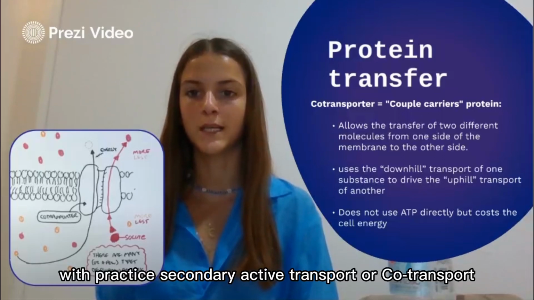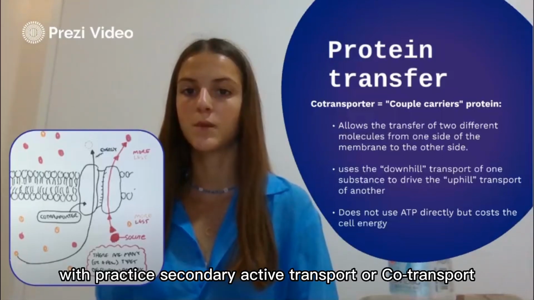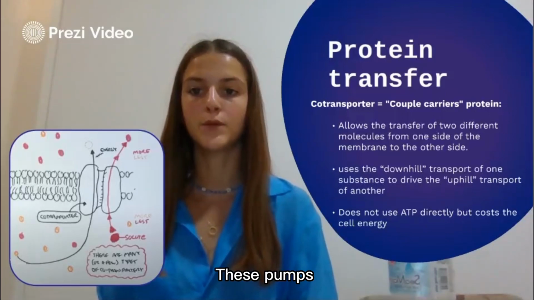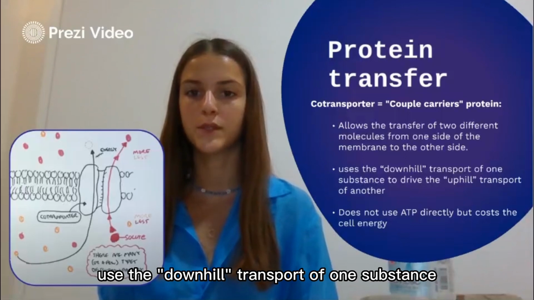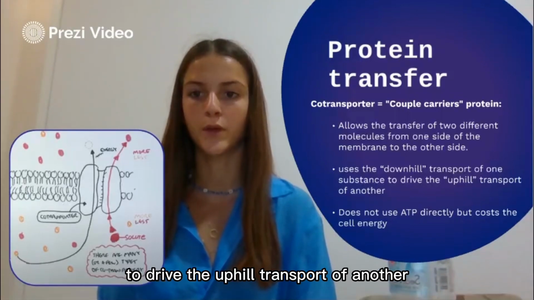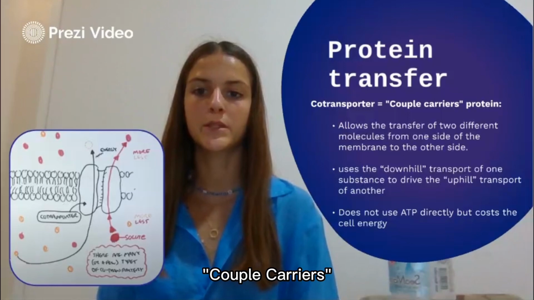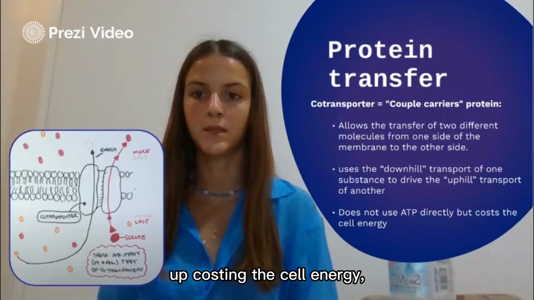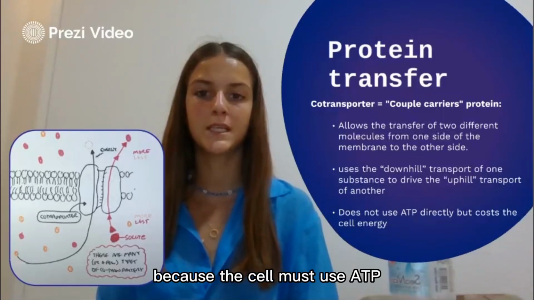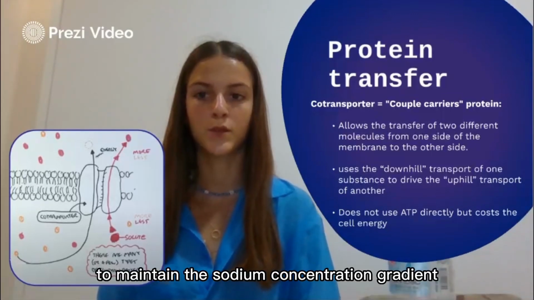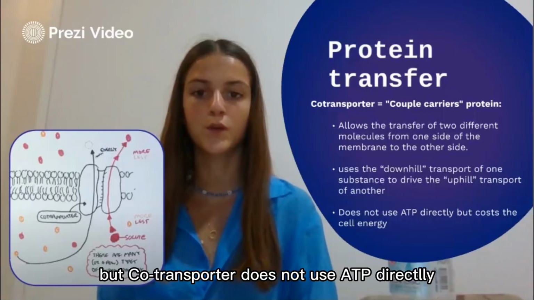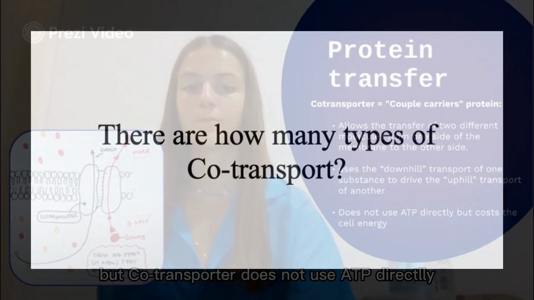Pumps that practice secondary active transport or co-transport are sometimes referred to as co-transport carriers. These pumps use the downhill transport of one substance to drive the uphill transport of another. Carriers like the sodium-glucose co-transport protein do end up costing the cell energy, because the cell must use ATP to maintain the sodium concentration gradient that this carrier uses as its energy source. But the co-transporter does not use ATP directly.